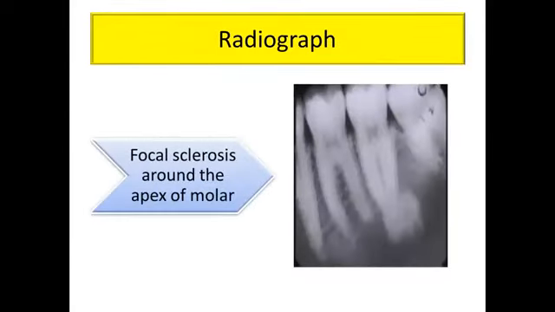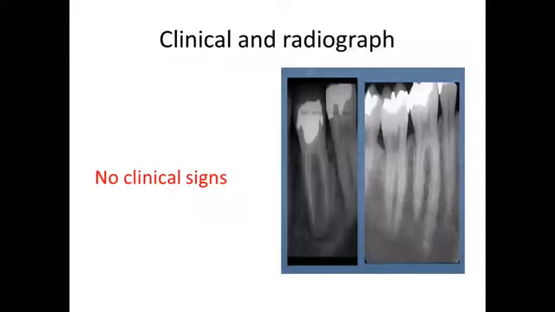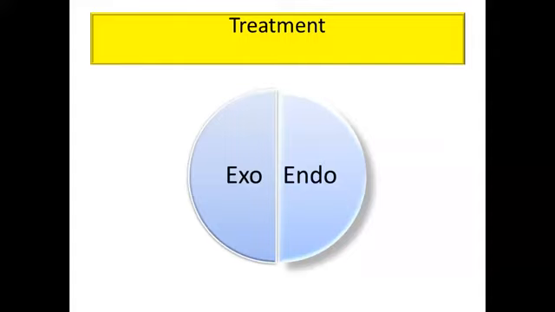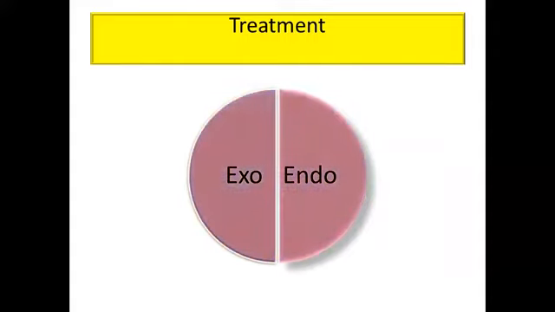Radiograph appear as a well circumscribed radiolucency around the apex of involved tooth. Of course discovered by routine examination of X-ray, because in most cases not associated with symptoms. In general, no clinical signs. Treatment either endo or exo.